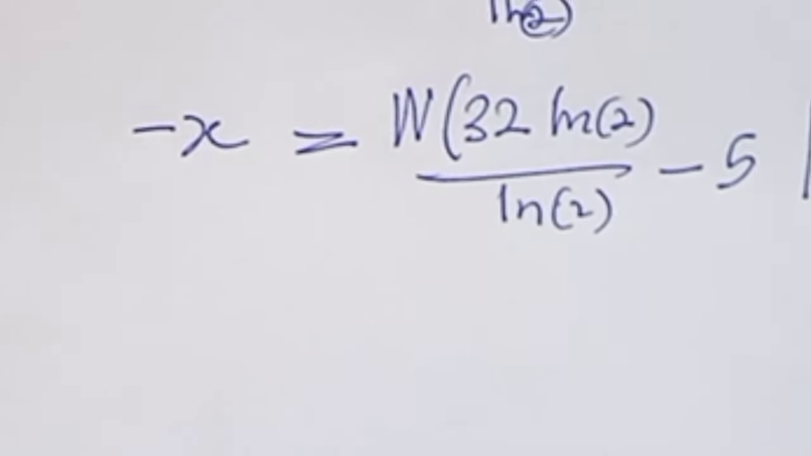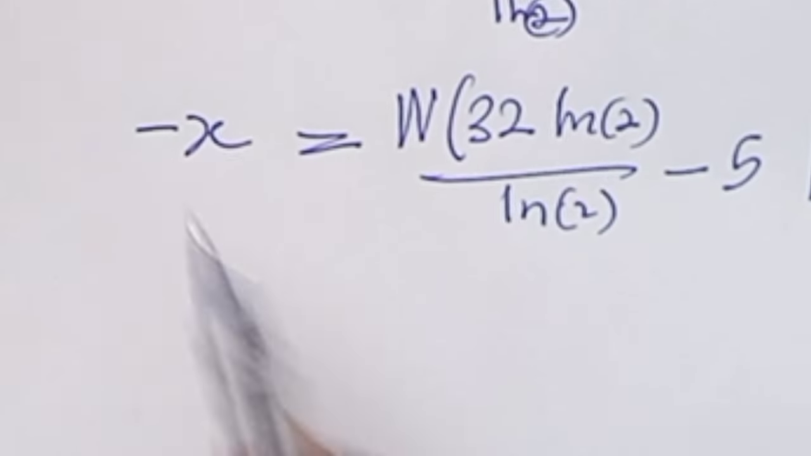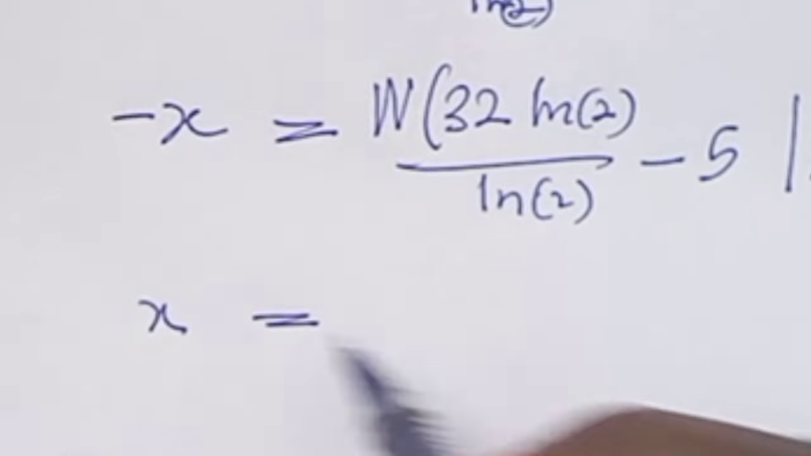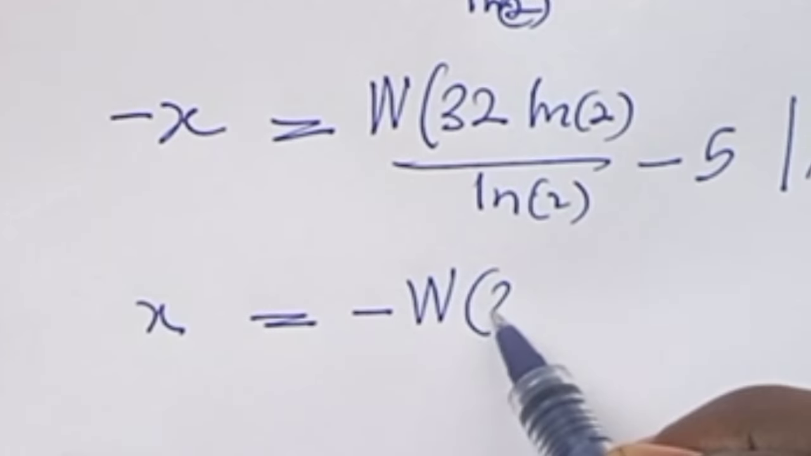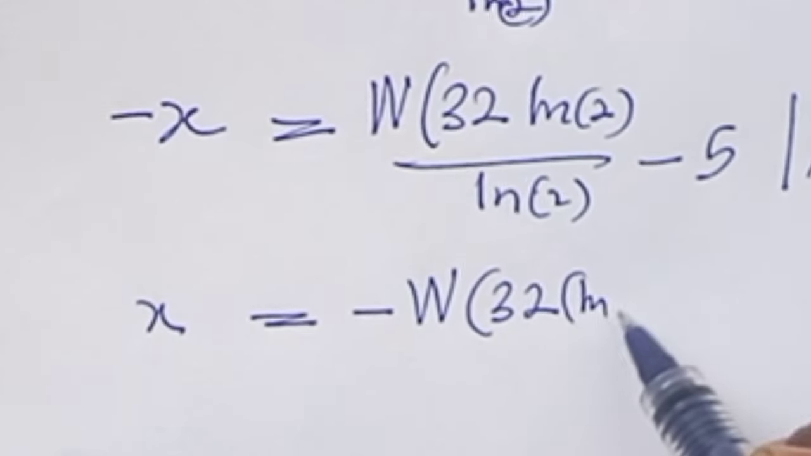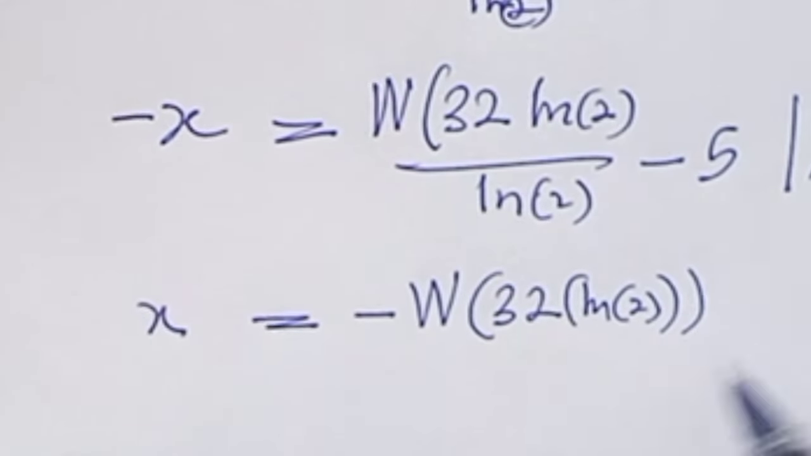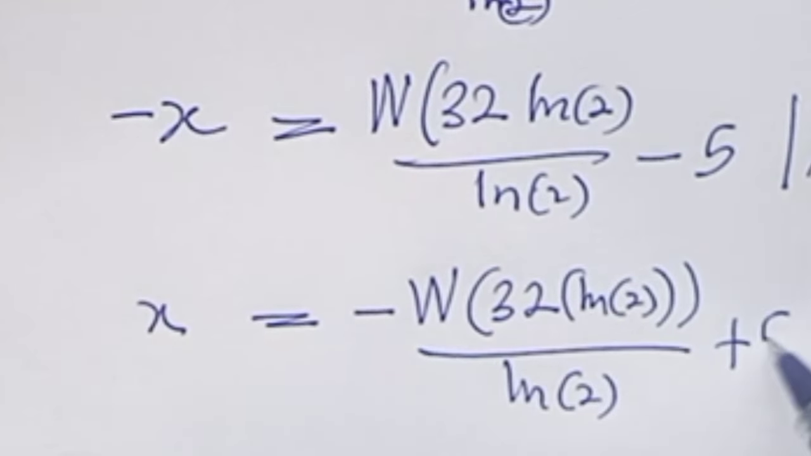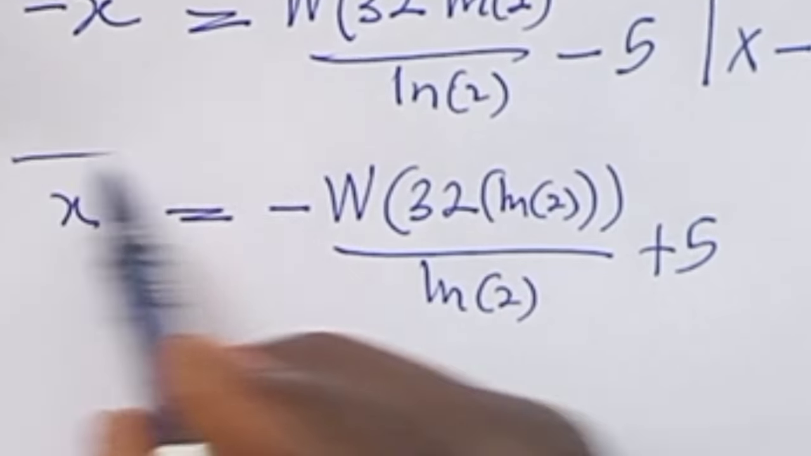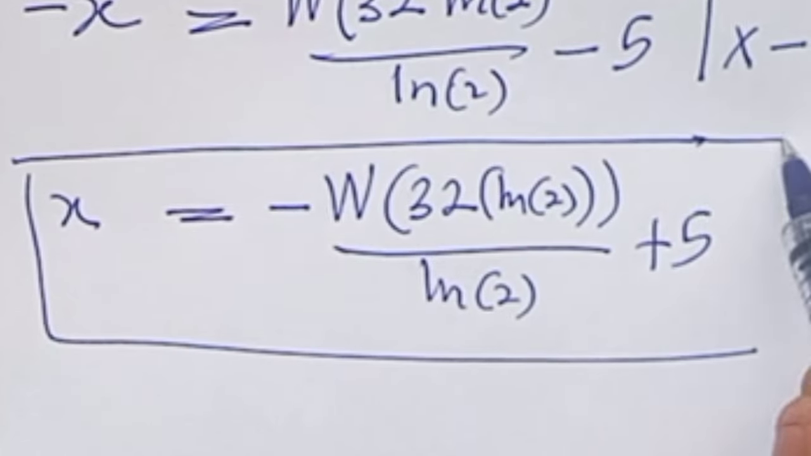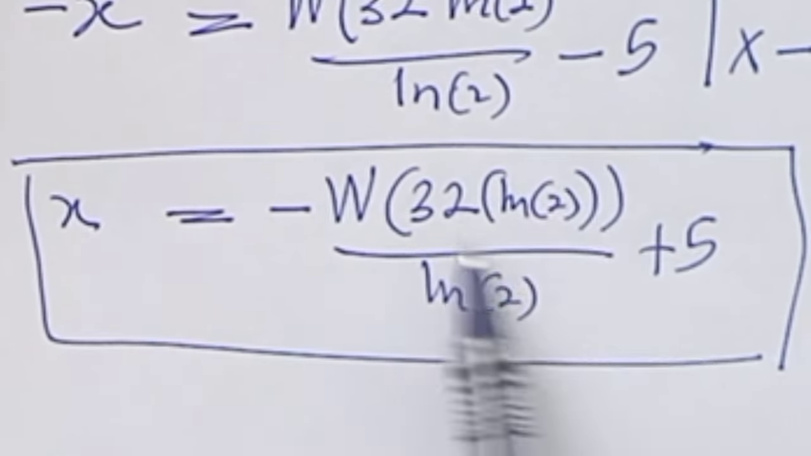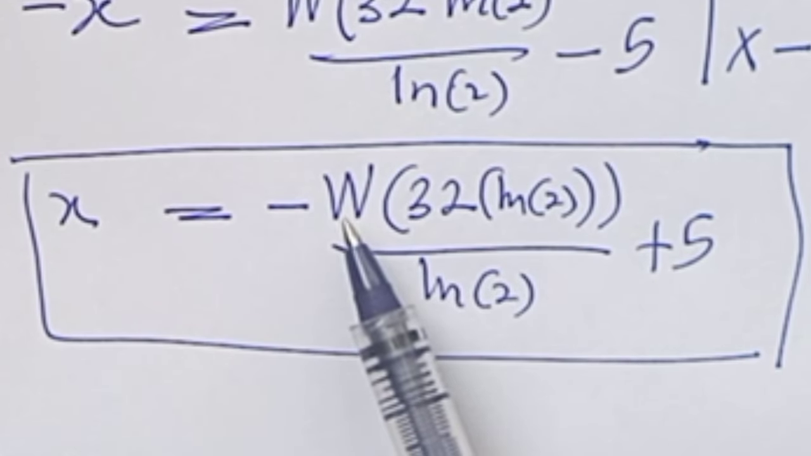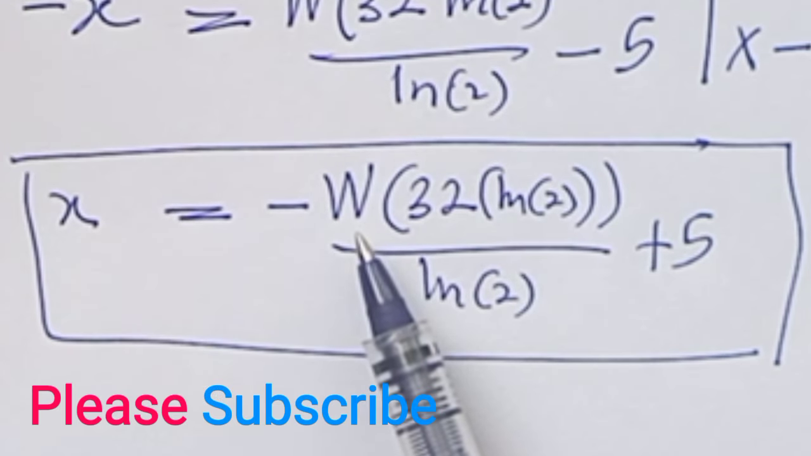Next thing we do is to multiply both sides by minus 1, so that negative sign becomes positive. So the final answer becomes x is equals to minus W of 32 ln 2 all over ln 2, and this is plus 5. This is our final answer. But we can progress from here with the aid of a calculator, where we have an inbuilt function of Lambert function from a scientific calculator.